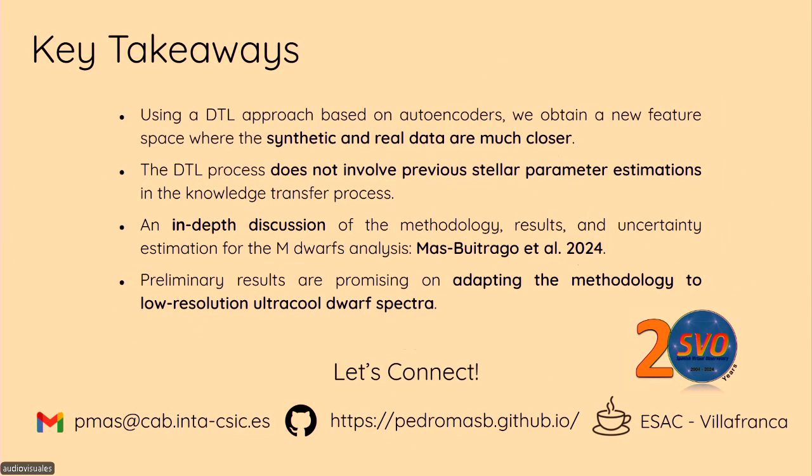And this is just to finish the takeaways that I wanted you to get. The first one is that using a deep transfer learning approach based on autoencoder neural networks, we managed to obtain a new feature space where the synthetic and real data that we use as input for the stellar parameter estimation are much closer. A very important thing, as I said, is that this deep transfer learning process does not involve previous stellar parameter estimations for the knowledge transfer process, because we just use the available spectra. Also, you can find an in-depth discussion of methodology, results, and uncertainty estimations for the M dwarfs analysis in the paper that was published recently.